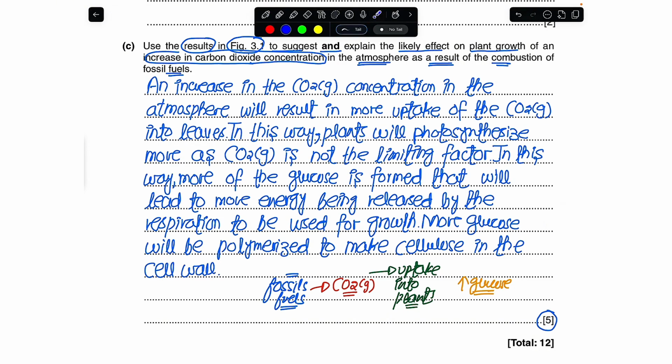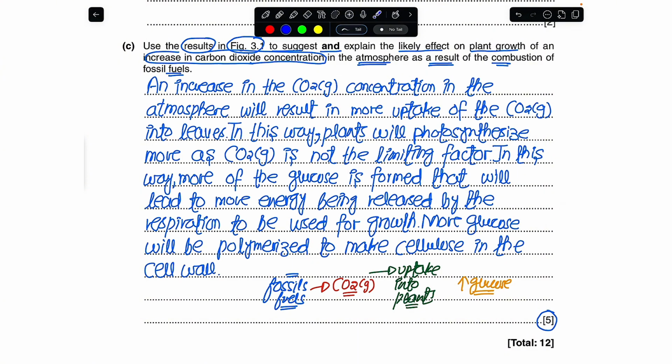Other than that, we know that for growth, we need to make protein. So due to an increase in carbon dioxide by the combustion of fossil fuel, this glucose would be made more, and when this combines with the nitrate ions, plants would make more of the amino acids and the protein, and that would again contribute in making new cells and their protoplasm and the cell membranes. The other valid point could be that these glucose molecules would be polymerized together and used to make the cell wall of the new plant cells. So this is how you are required to answer it.